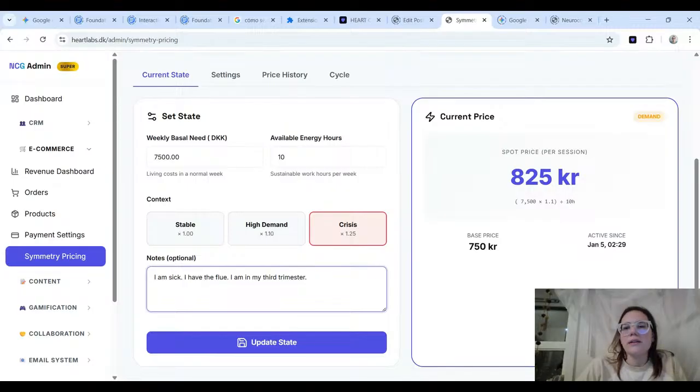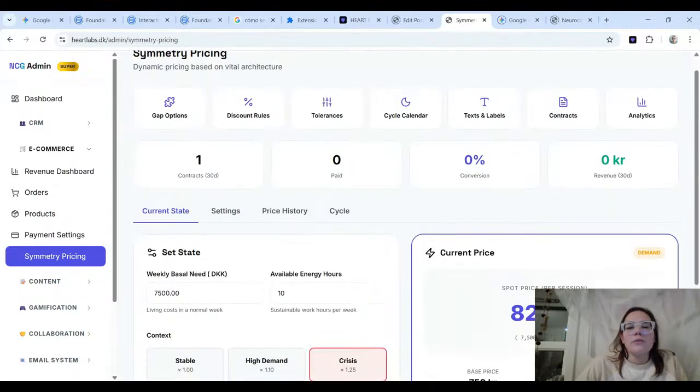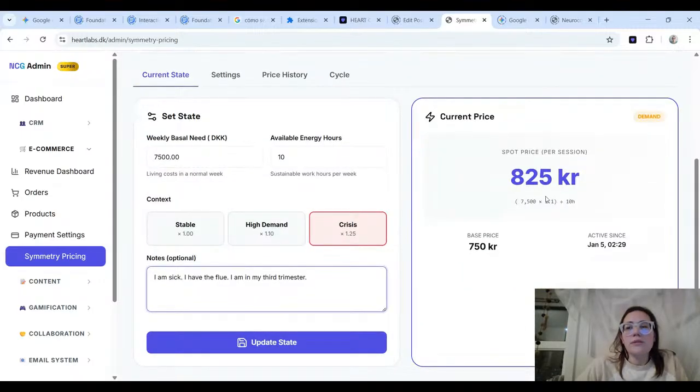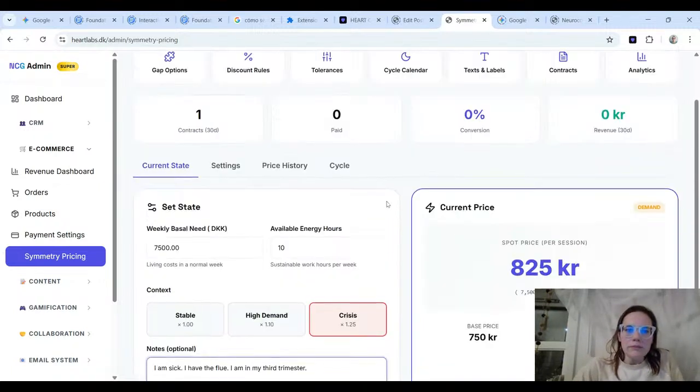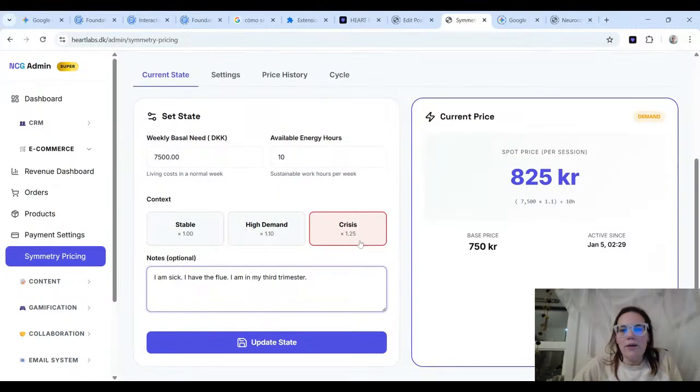So it calculates the spot price that you will need, and it gives you a window on how to negotiate based on what the other person has to offer, because if they don't have much money, this can be flexible. For example, now I'm in crisis because obviously it's very late and I'm very tired.